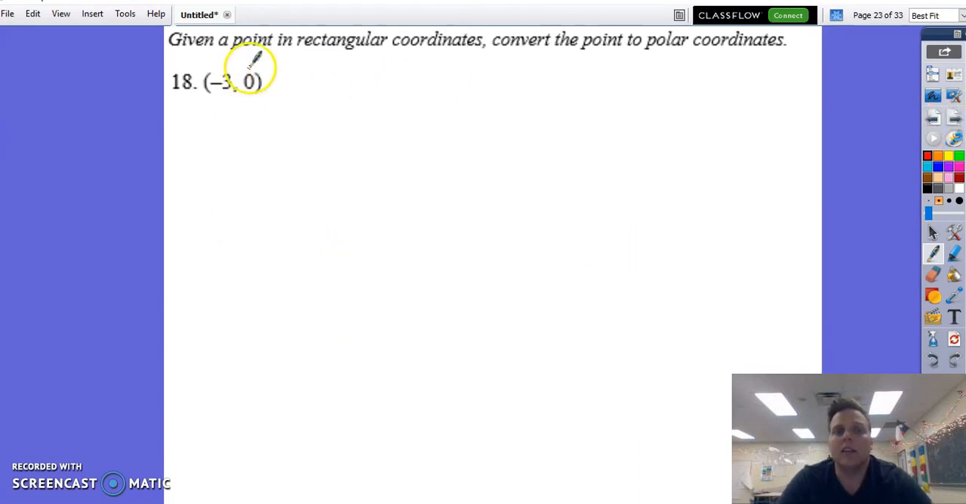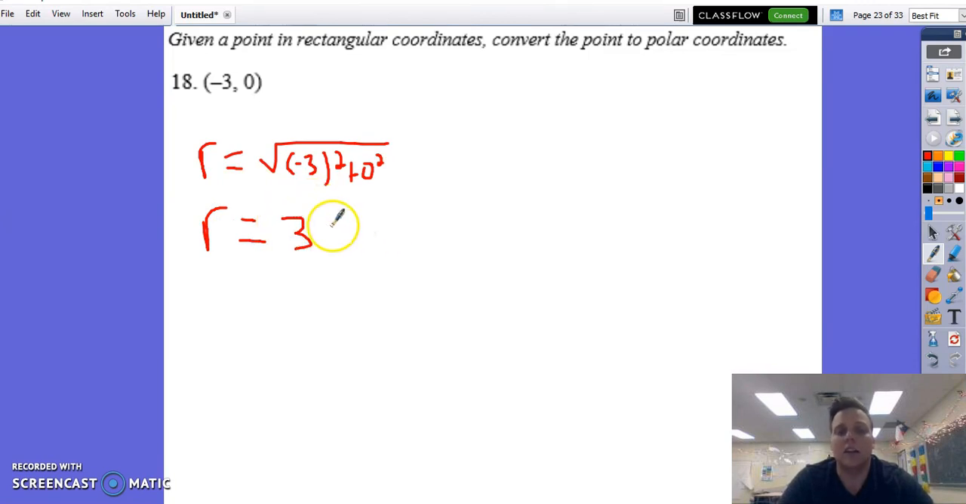All right. Number 18. Given a point in rectangular coordinates, convert the point to polar coordinates. Once again, I have an x and a y, and I want an r and a theta. Once again, r is equal to the square root of x squared plus y squared. So that's going to be negative 3 squared plus 0 squared. Negative 3 squared is a positive 9. 9 plus 0 is 9, so the square root of 9 is 3. Okay? I'm trying to rush because I'm almost out of time.